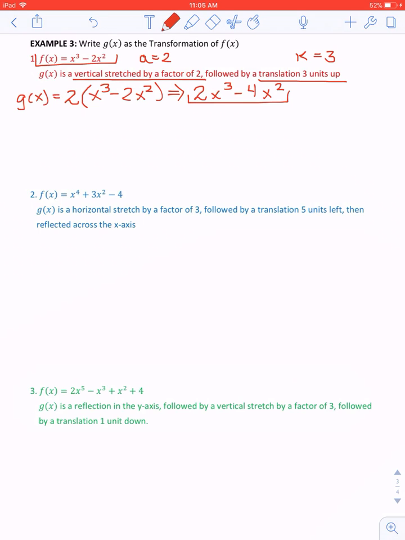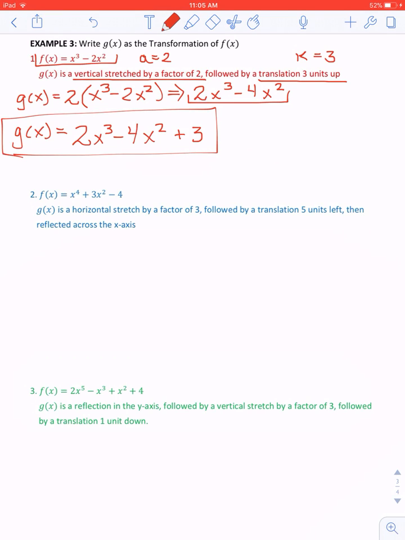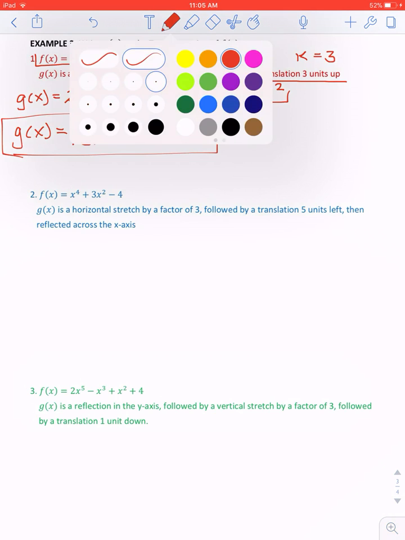Now I'm going to translate 3 units up. 3 units up just means a k value adds to the end of my function. So I have 2x cubed minus 4x squared plus 3. Make sure you do them one step at a time, because some end up interacting with each other, and if you try to do them all at the same time, you may not simplify it the way it needs to be done. So be careful of that.